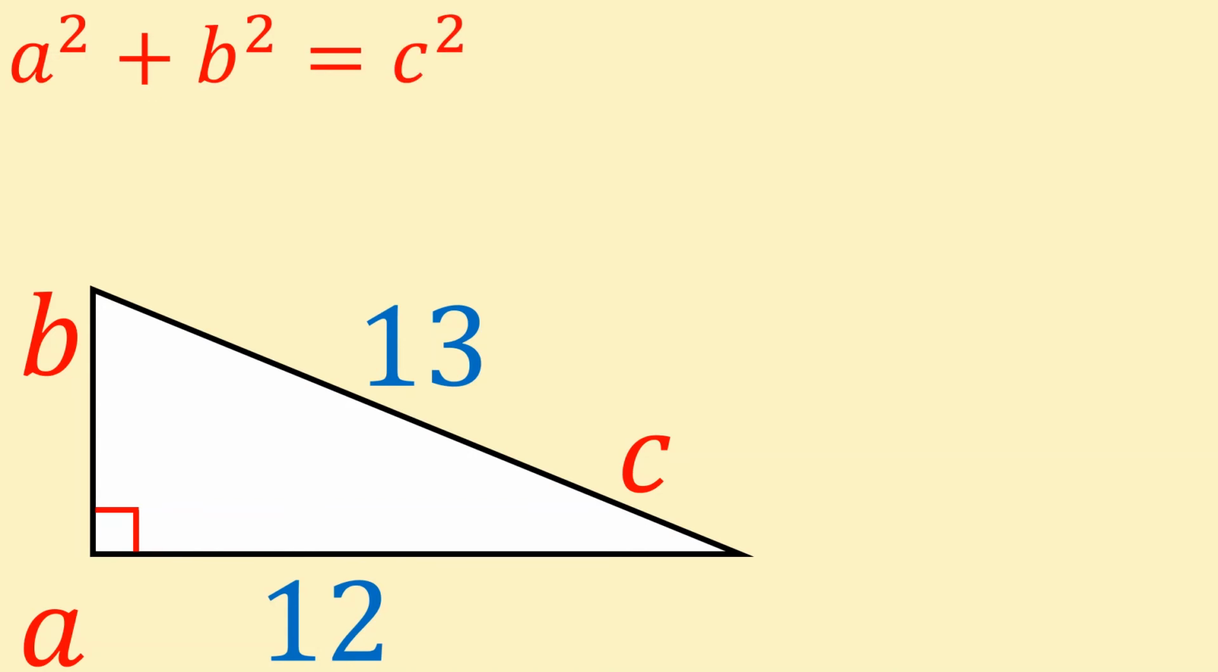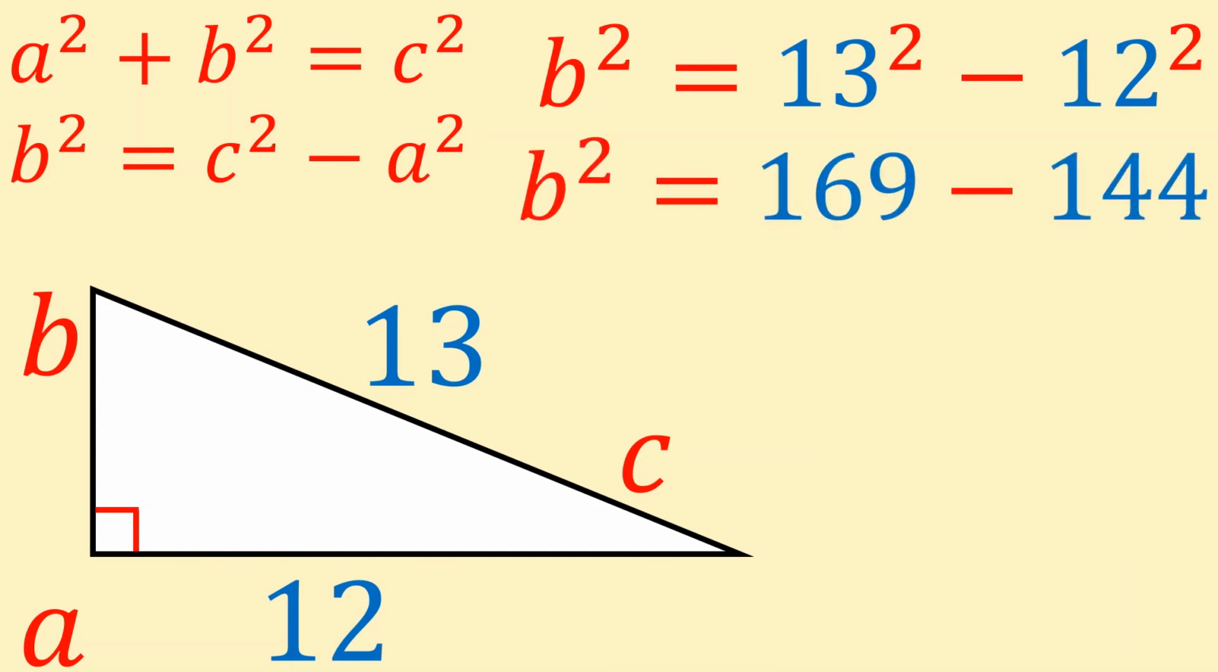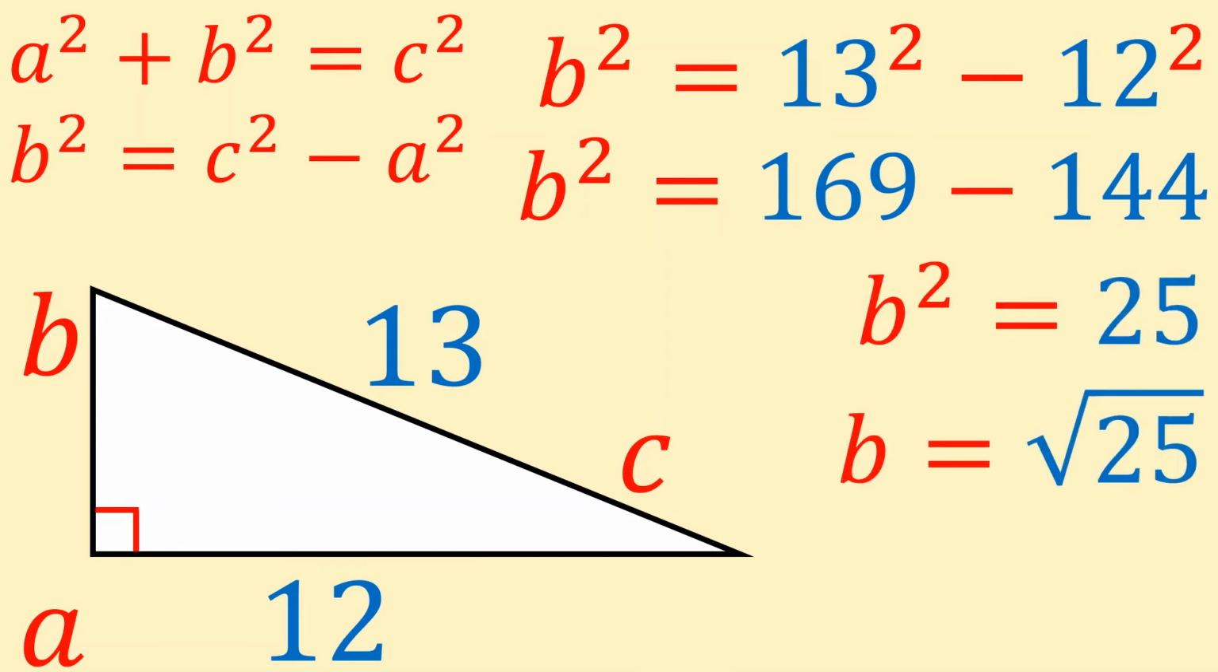Don't worry though, we can just tweak it around to make b squared on one side. b squared is equal to c squared subtract a squared. Simple. Now plug in the values as usual. 13 squared subtract 12 squared. This solves to 169 subtract 144, which is 25. The square root of 25 is 5, as we've looked at before, which is the final answer to the length of b. Awesome!